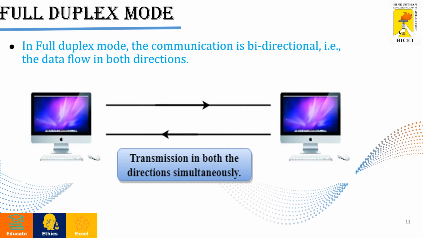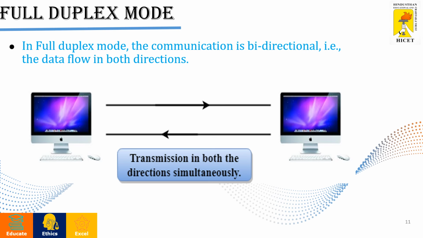And the next mode is full duplex mode. In full duplex mode, the communication is bidirectional. That is, the data flows in both the directions. It means the transmission can be done in both directions simultaneously. So both the stations can send and receive the message simultaneously. So the full duplex mode has two simplex channels. One channel has traffic moving in one direction and the other channel has traffic flowing in the opposite direction.